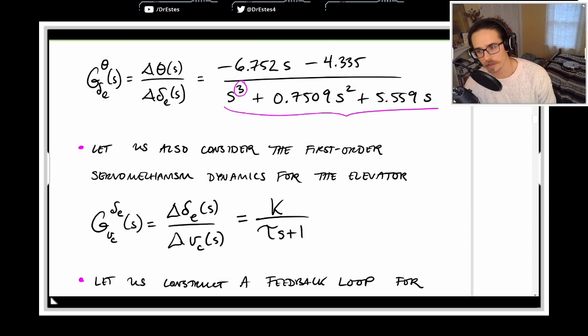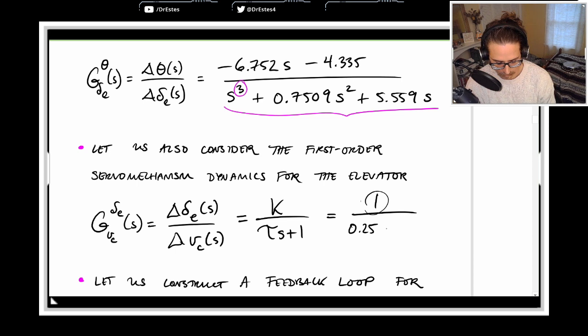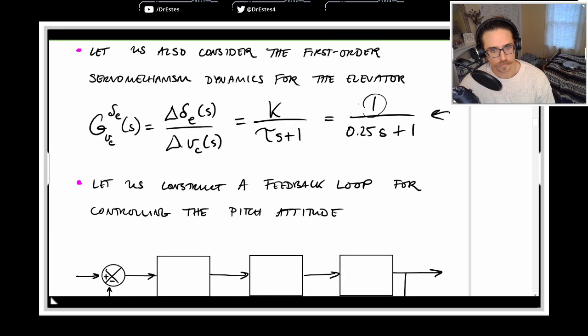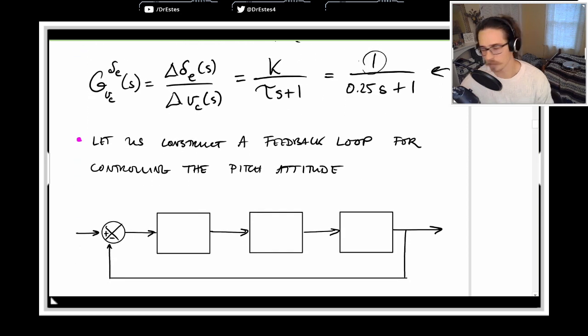And we're going to assume that the dynamics are first order. So this is kind of like a generic first order system right here. And I'm going to specify some numbers for this too. We're going to say this proportionality constant is 1. This time constant is going to be a quarter of a second, which means the settling time, which is 4 times the time constant, is like 1 second. Okay, we'll bring this into MATLAB in a second, but let's keep going here. Let's introduce a feedback loop. This is gonna be our control strategy.